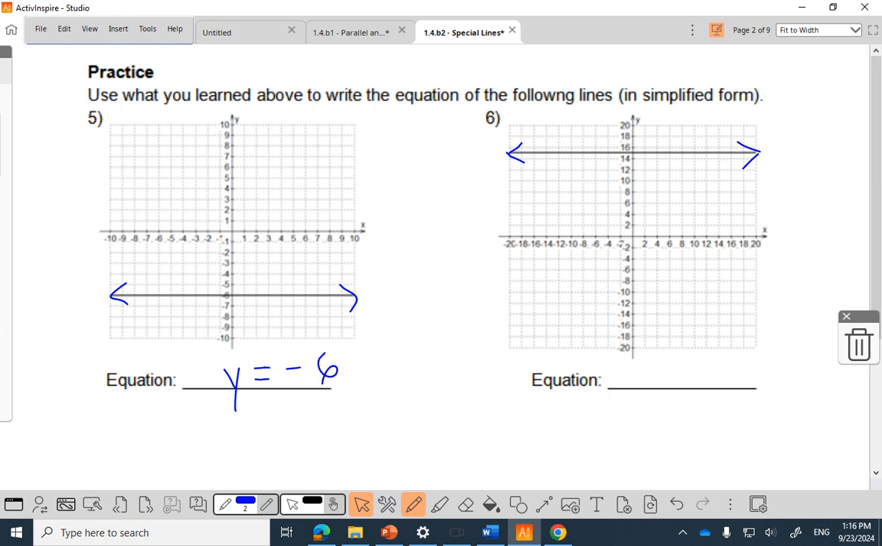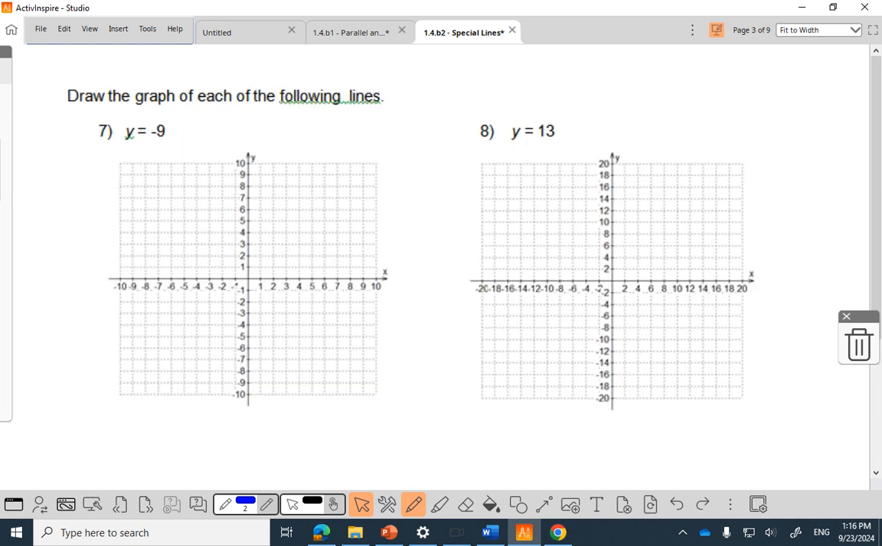How about this one? Is it horizontal? Yeah. So its equation is just y equals, what is y always equal to? What number? 15. Okay? All right. The only thing I'm going to do is go the other way then. I need someone to describe what's going to happen the other way. The other way goes y equals -9.